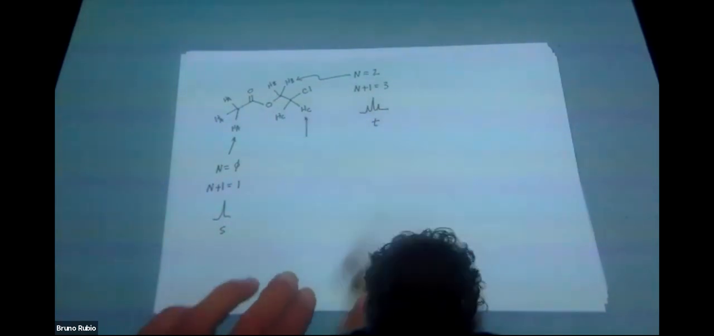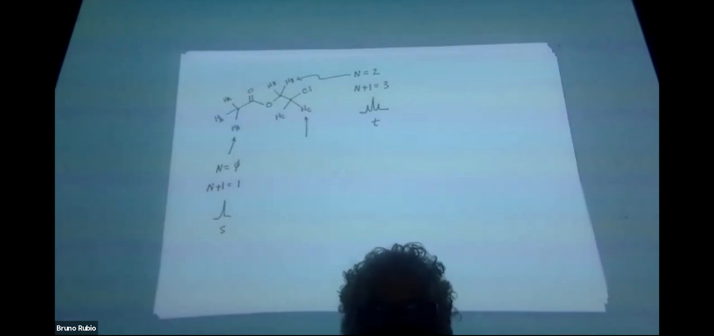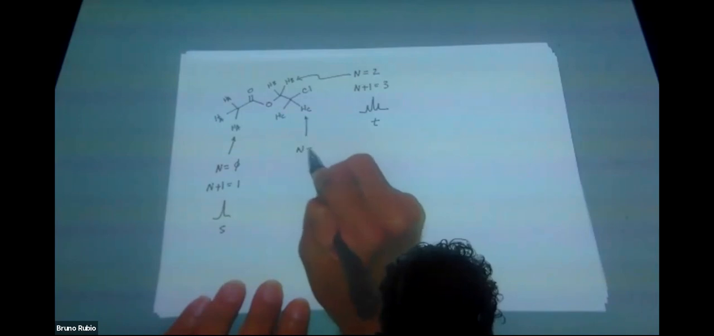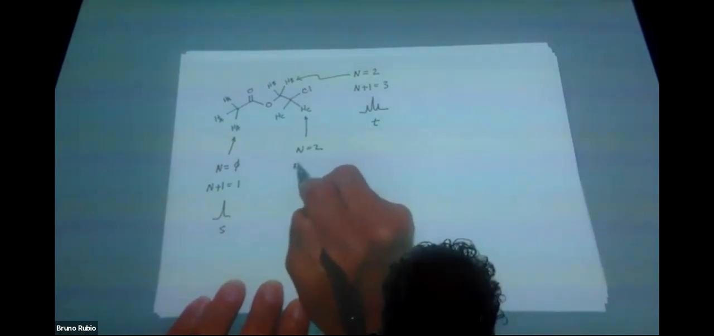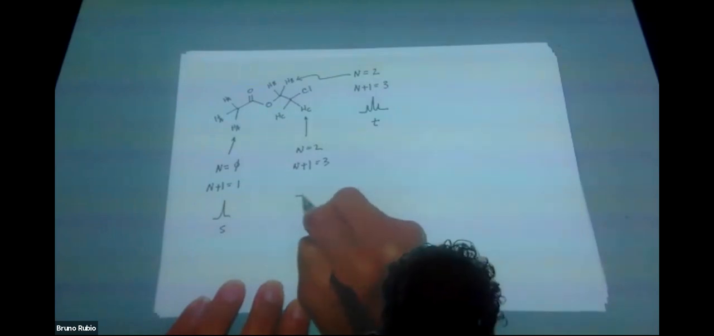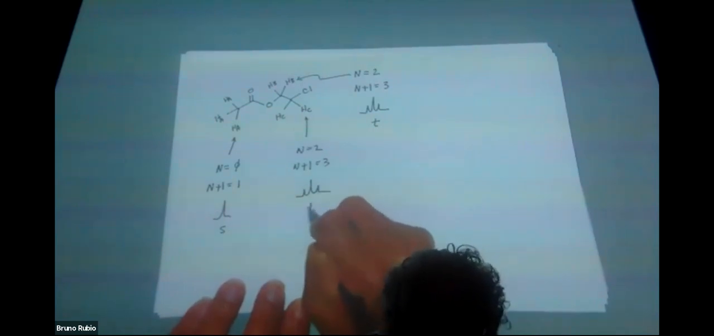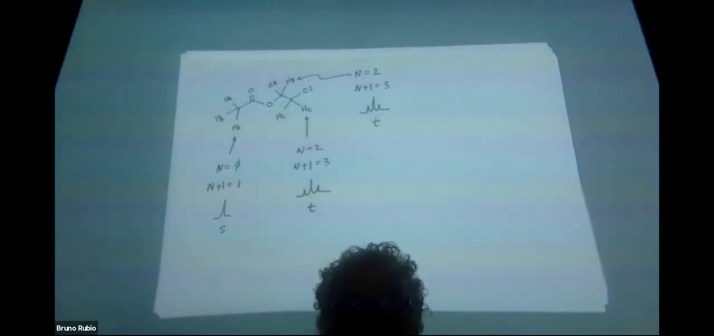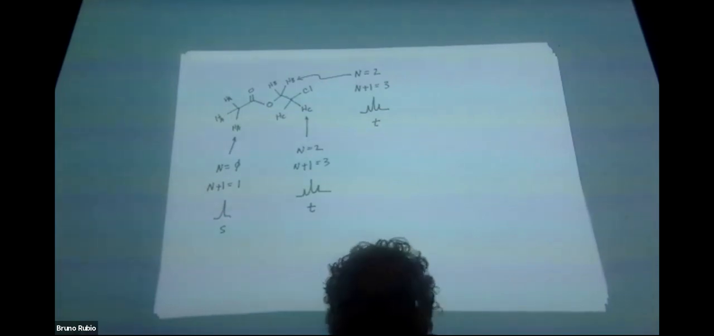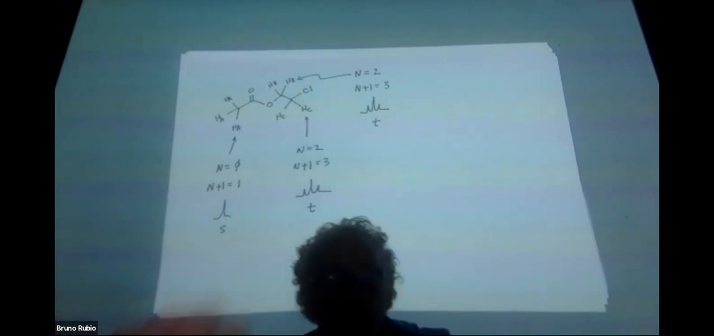What about the HC? What is the splitting pattern of the HC? I need a word that ends in "et." Oh, that's going to be another triplet, right? N is equal to 2. N plus 1 equals 3. That's a 1 to 2 to 1 triplet. Okay, so I hope you're getting comfortable with predicting the splitting pattern. Remember that the N stands for the number of neighbors, right?